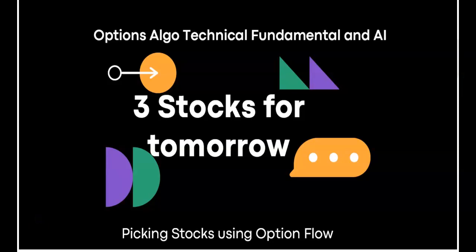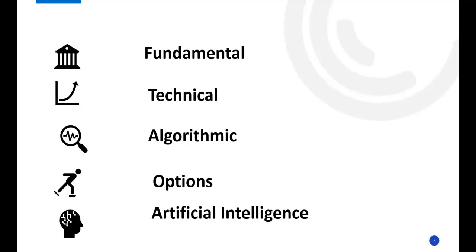In this video, we are going to look at 3 stocks based on option flow. Then we are going to look at the fundamental, technical, algorithmic and artificial intelligence. Based on the information, we are going to analyze the stocks.